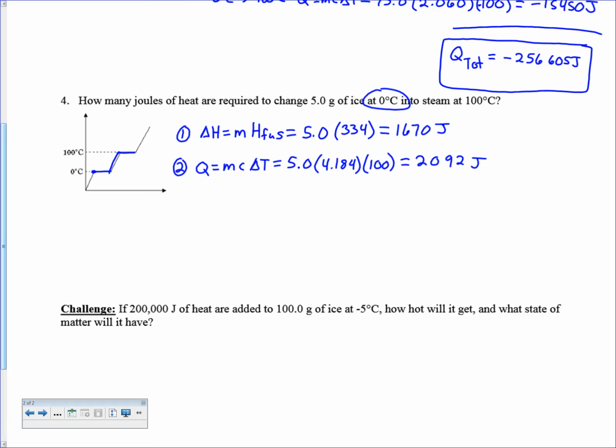Next step, we're going to boil it. So delta H equals m times heat of vaporization, which equals 5.0 times 2256, which equals 11,280.